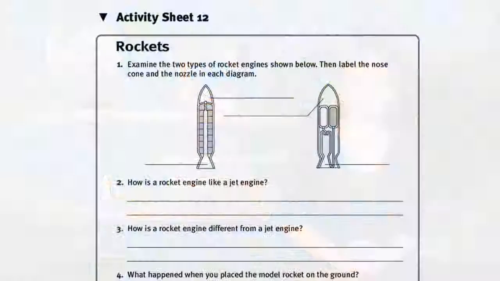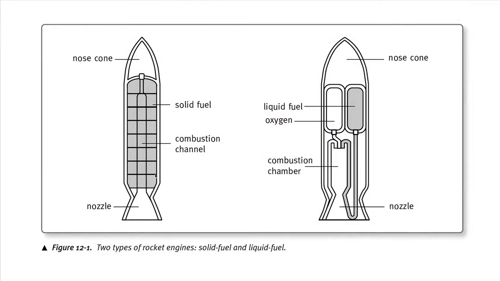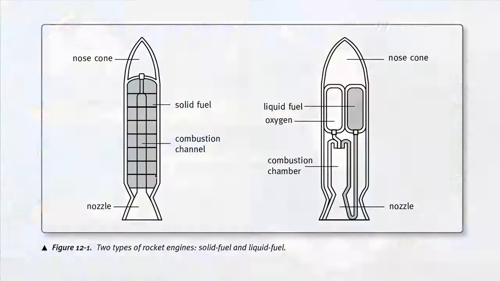Distribute a copy of Activity Sheet 12 to each student and point out the diagrams of the 2 types of rocket engines, which are solid fuel and liquid fuel. Inform the class that once the fuel in the solid fuel engine is ignited, it will burn continuously. When the fuel is used up, the engine simply stops producing thrust. In the liquid fuel engine, the flow of fuel and oxygen can be regulated so that the amount of thrust can be controlled. Explain that the pointed part at the top of the engine is called the nose cone, and the flared part at the bottom is called the nozzle. This nozzle can swivel to alter the direction of thrust to help steer the rocket.